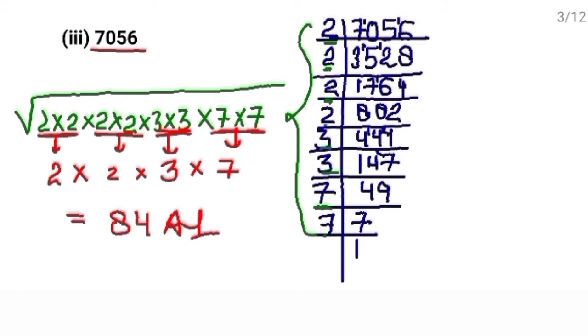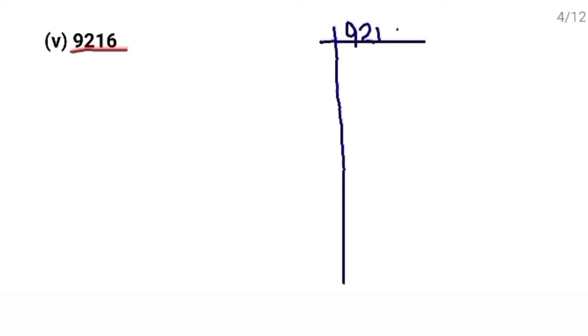This is the square root of 7056. Next, fifth part, 9216. You want to find the square root of 9216. So firstly, by prime factorization, find its prime factors.